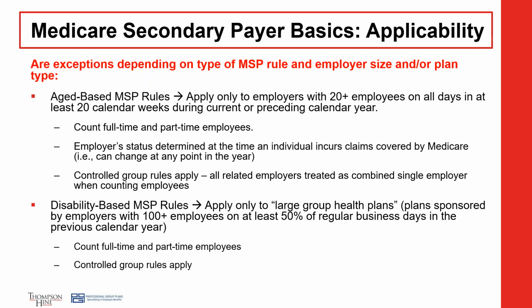Now, the disability-based Medicare Secondary Payer rules apply only to large group health plans. So that's 100-plus employees as opposed to the 20-plus employees for the age-based rules. And here we're looking at the previous calendar year. We're going to look at full-time and part-time employees, and again, those controlled group rules will apply.